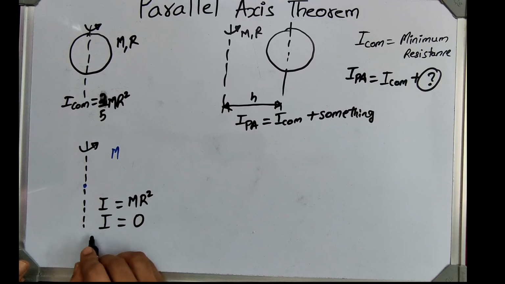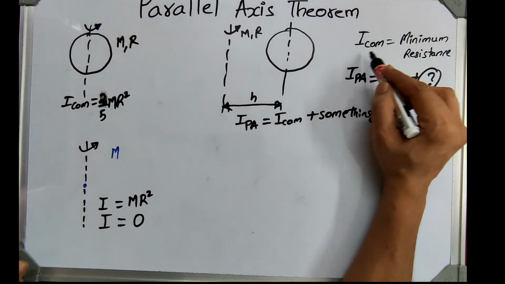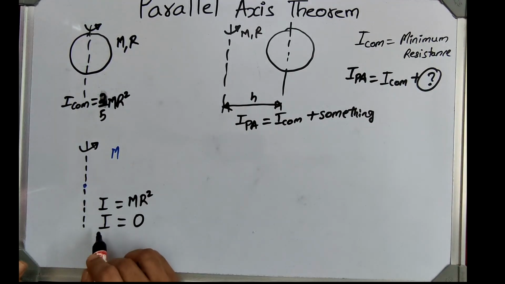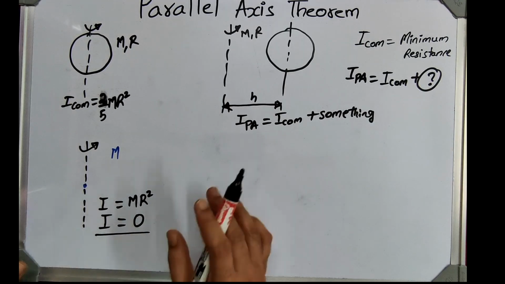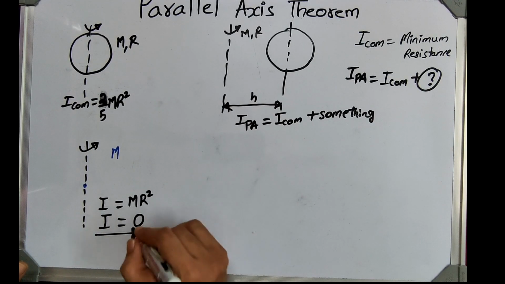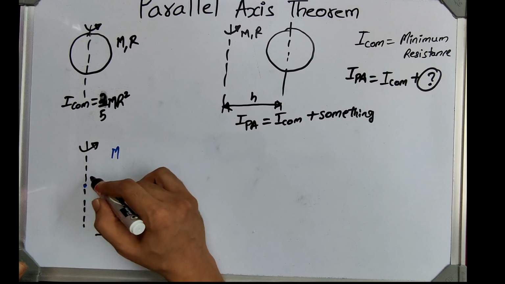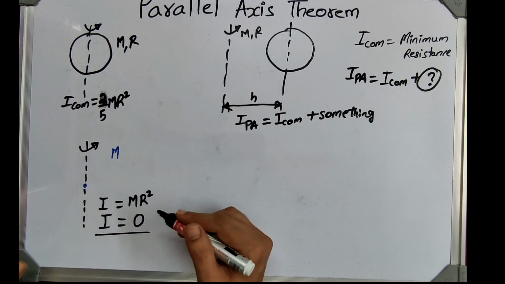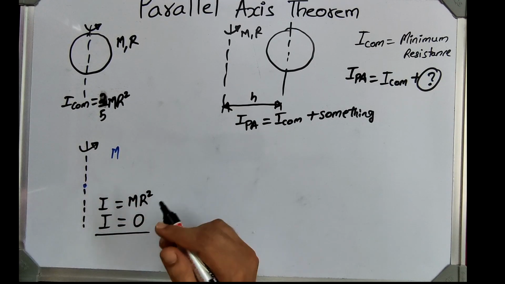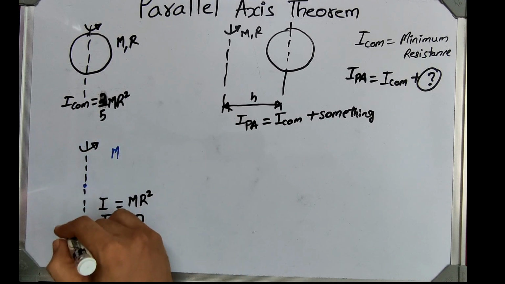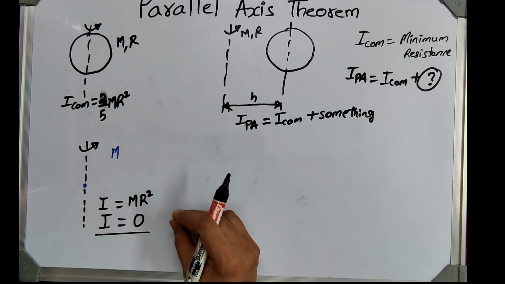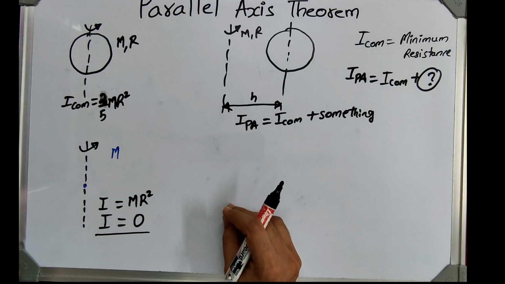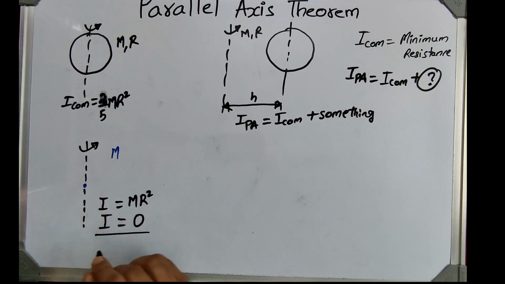You might be thinking that we just told I COM is the minimum resistance, but here we are getting the I value to be equal to 0, isn't it? Then isn't this the minimum resistance? Actually, it is not to be confused with minimum value. This means to say the particle will not be able to rotate. Why it will not be able to rotate through an axis passing through its center of mass is something that we can reserve for another day. However, this does not mean it's a minimum value.